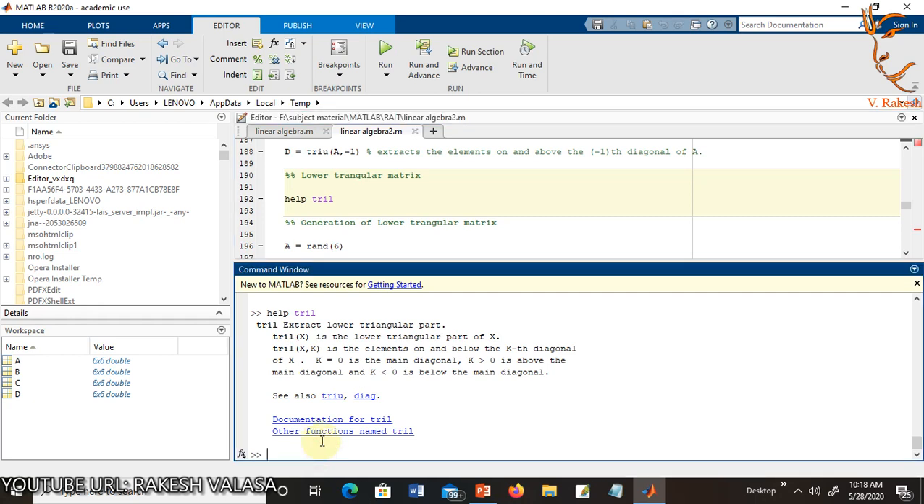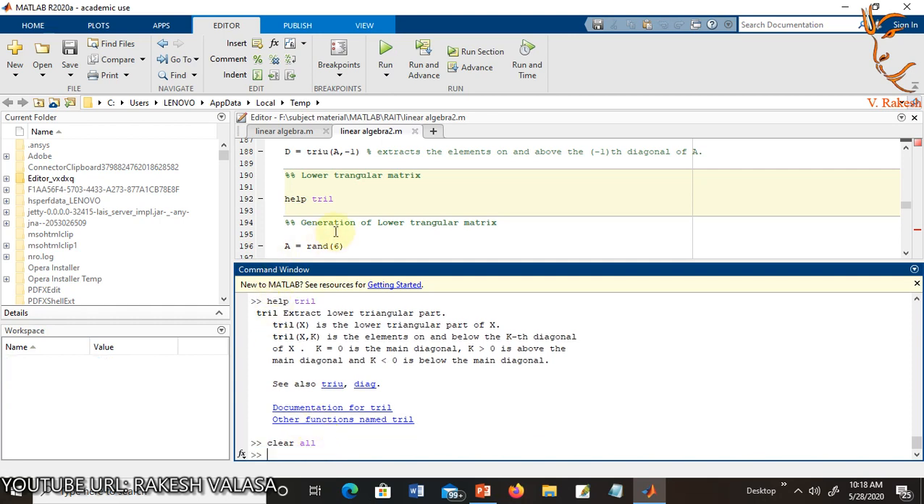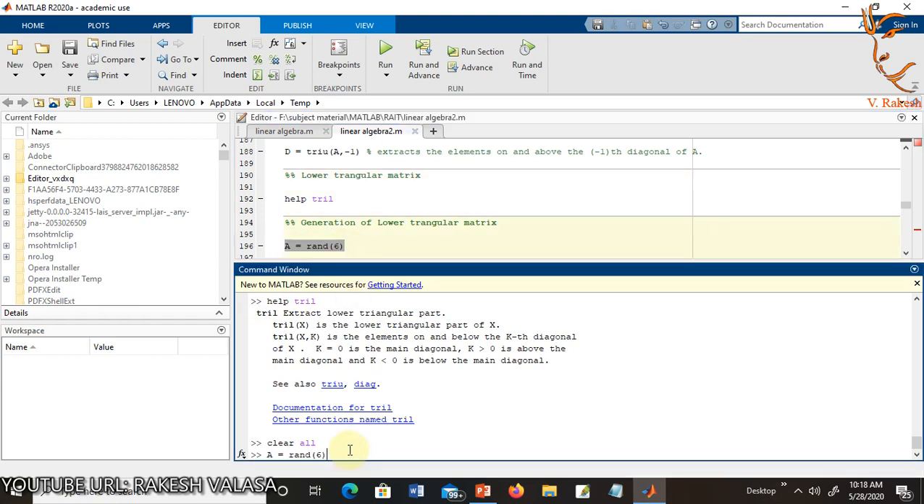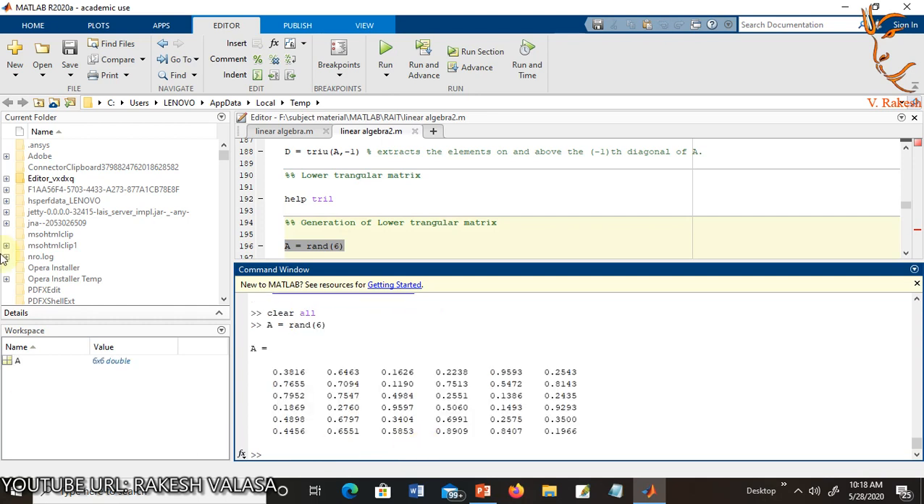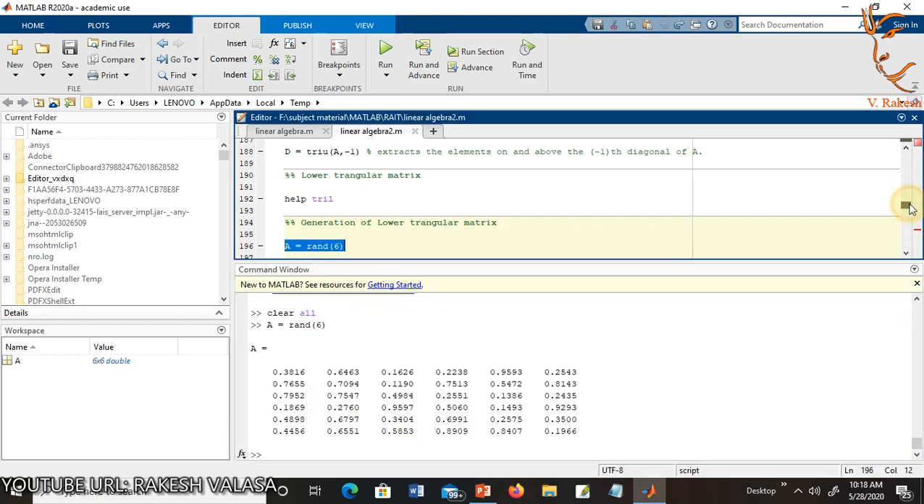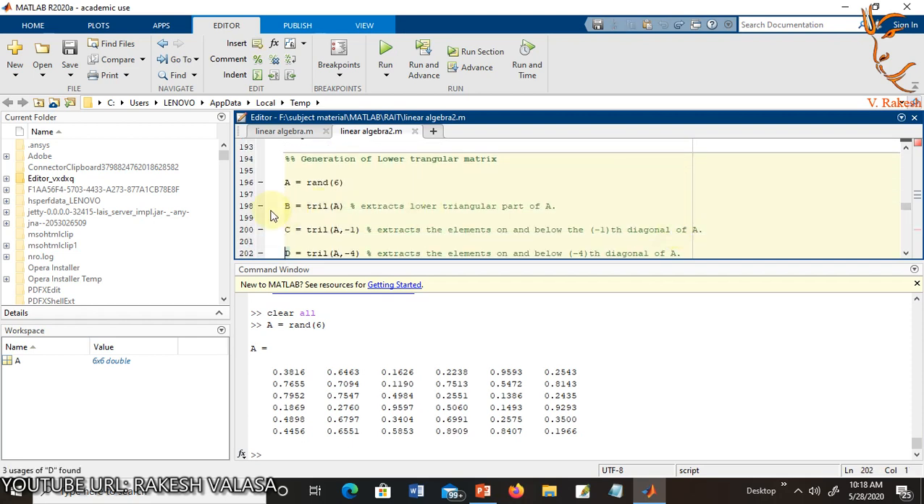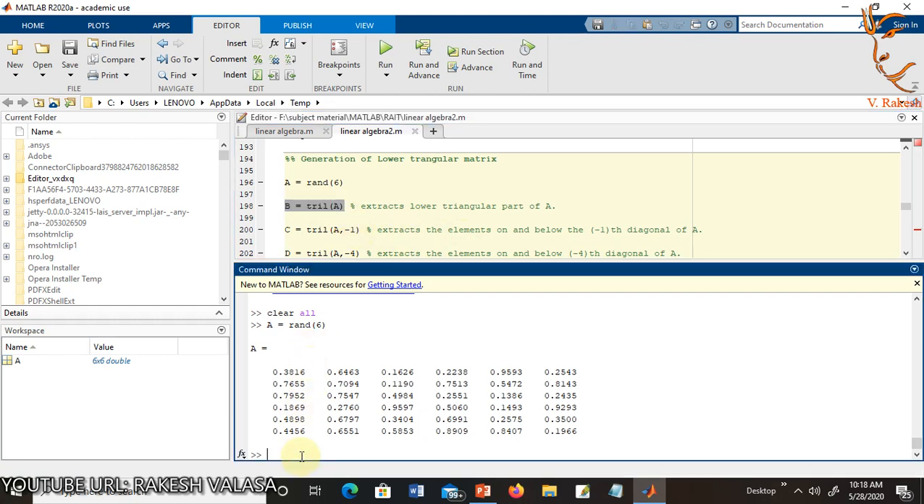Now type clear all in command window to clear the variables in workspace. Now I'm taking A equal to rand of 6. It generates a 6 by 6 square matrix. I'm taking the syntax for lower triangle part of A. B equal to tril of A. See the answer. It extracts the lower triangle part of A.